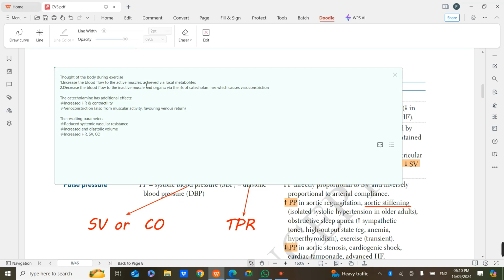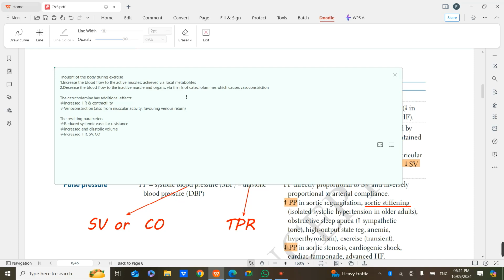All right, so what about those organs that are not part of it? How can we reduce blood flow to them? Through catecholamines. Catecholamines will be released. Those catecholamines, like your norepinephrine and the likes, are going to go there and cause vasoconstriction. When they cause the vasoconstriction, there will be reduced blood flow to those inactive muscles and organs. That is the thinking of the body.